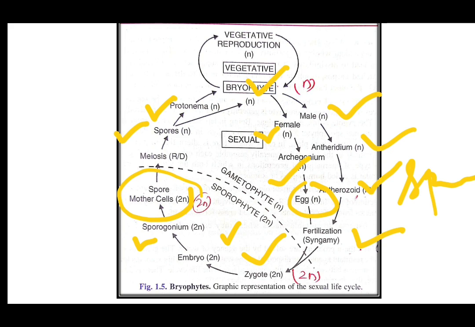But this is all about sexual reproduction. Vegetative reproduction is also there. That means vegetatively it can also reproduce by gemma formation. We will discuss this later on. So for now, I have finished the general life cycle of bryophytes.